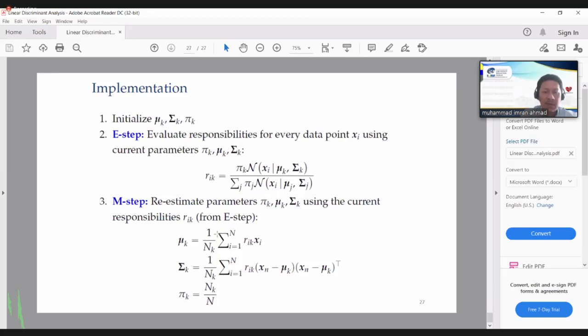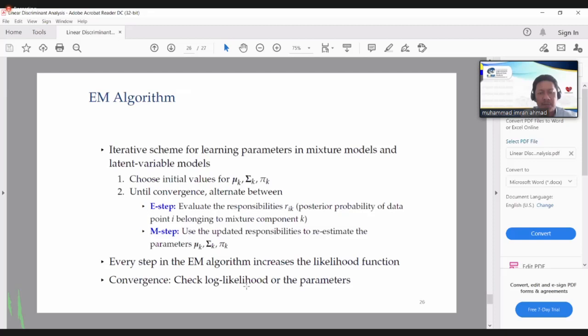Then the formula that you need to use is this: mu_k equals 1 over n_k summation r_ik. You take r_ik out from here and put it here. Variance is 1 over n_k summation r_ik, and again you take r_ik from here and put it here. And then this one is the weight, pi_k. So I think that's all for the GMM.